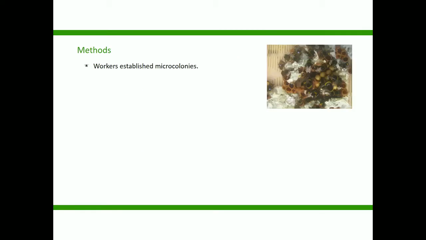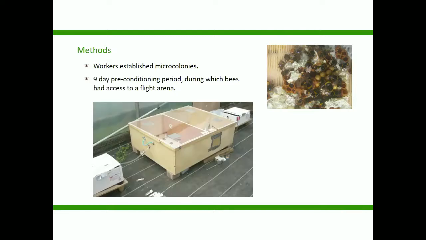So these groups of workers happily established microcolonies, and they went through a 9-day preconditioning period during which they had access to a flight arena. So the microcolonies are in a box within this cardboard box on the left, and there's a plastic tube connecting them to a large wooden flight arena. And this was simply to give them practice of going in and out of the colony.